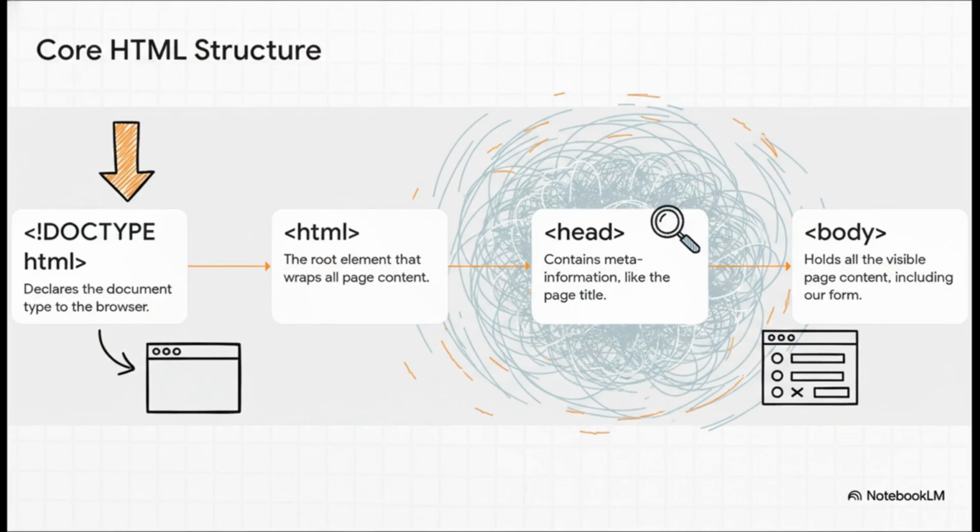And every single HTML page on the internet starts with this fundamental structure. The doctype just tells your browser, hey, this is an HTML document. The HTML tag wraps the whole thing. The head section holds all the behind-the-scenes stuff, like the title you see in the browser tab. And the body, that's where all the good stuff goes. It's where our form and everything else you see will live.